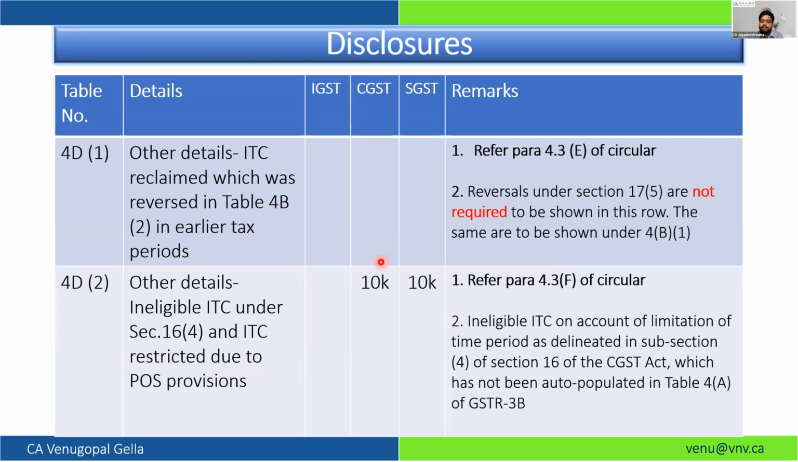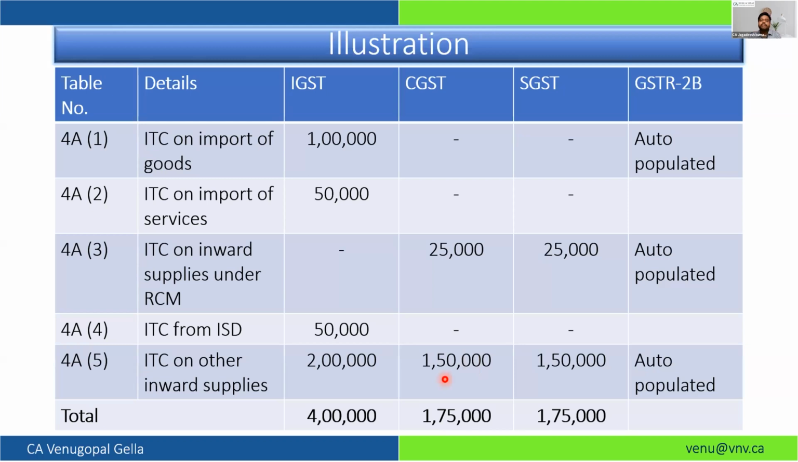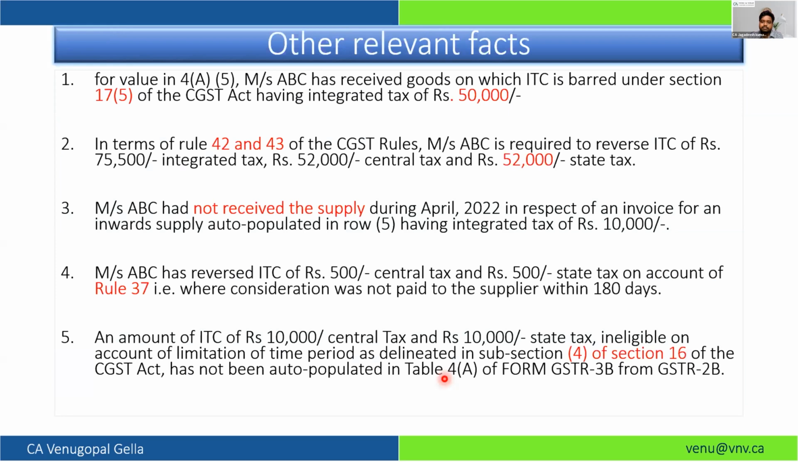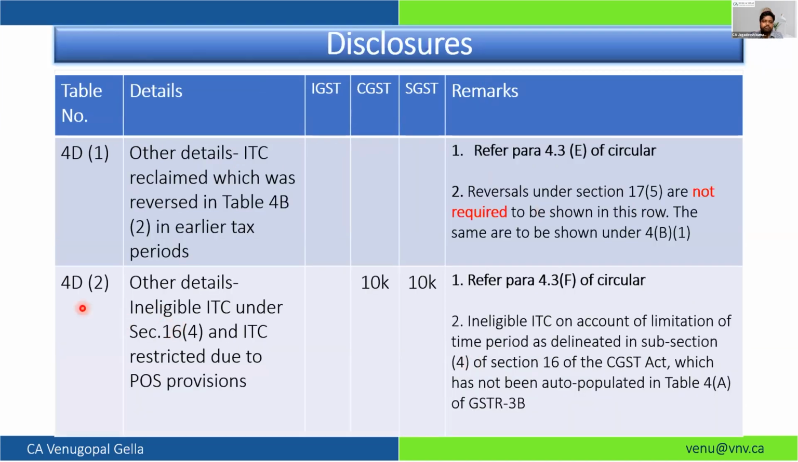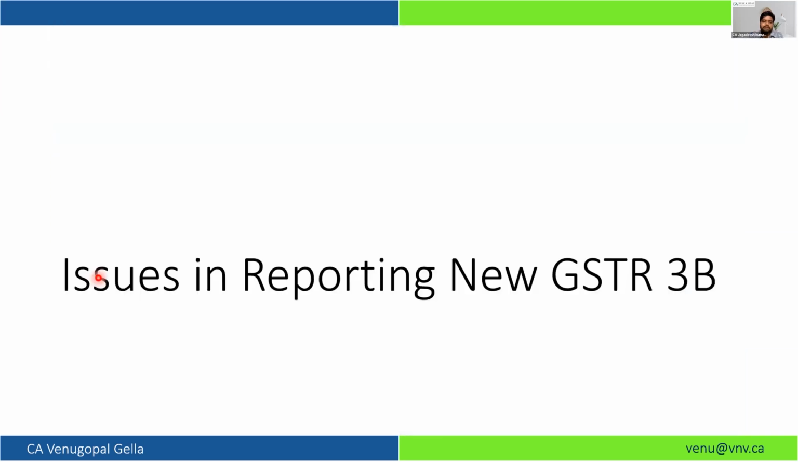What earlier in GSTR 3B, if there was any ineligible credit, they used to reverse in the 4A5 itself. Here itself, they used to reduce 50,000. So from now onwards, we should not disturb the auto-populated figure in the 4A5. That we need to report in the 4B1, ineligible credit. Coming to the 4D2, as already sir discussed about all these points. Now the issues in reporting GSTR 3B.